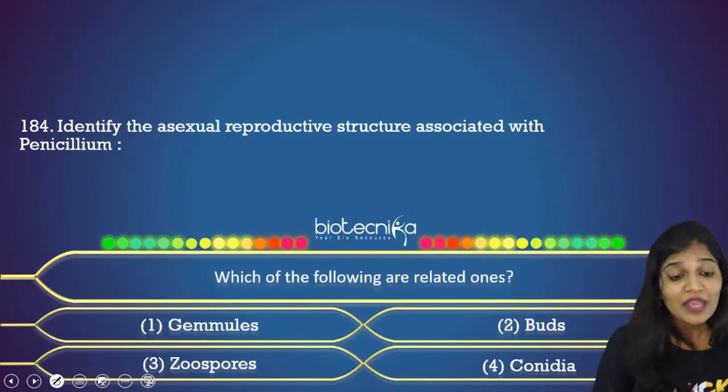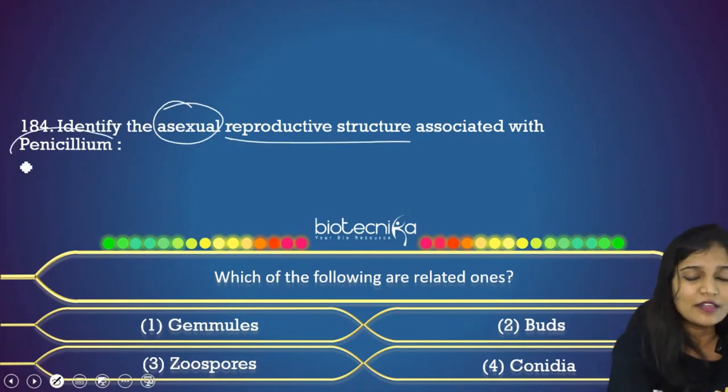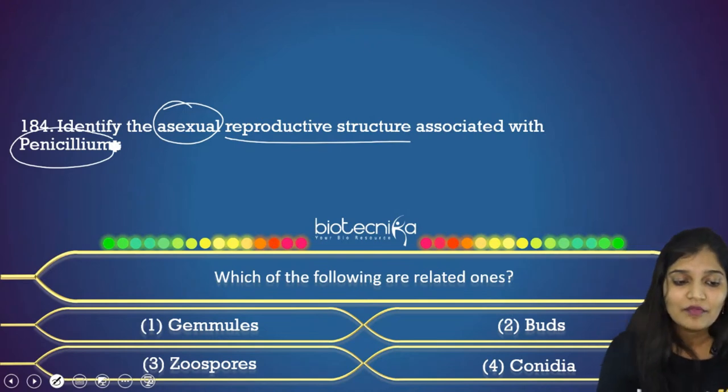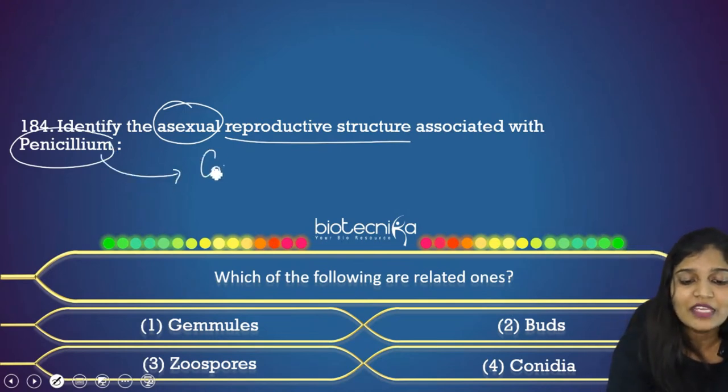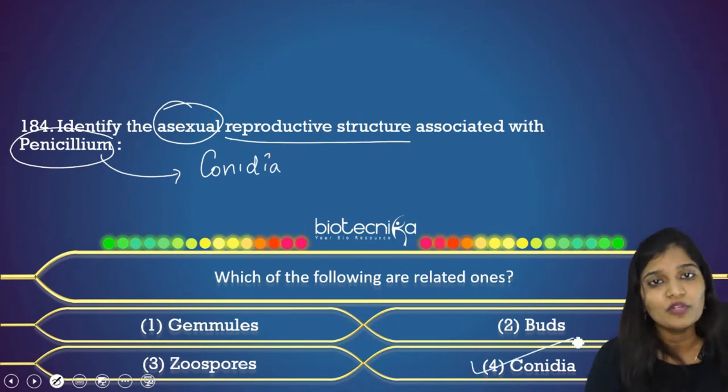Yes. The next one: identify the asexual reproductive structure in case of Penicillium. Very easy question. Penicillium, we are going to talk. This is going to be very easy, conidia. So the answer for this question is option number 4, which is conidia.